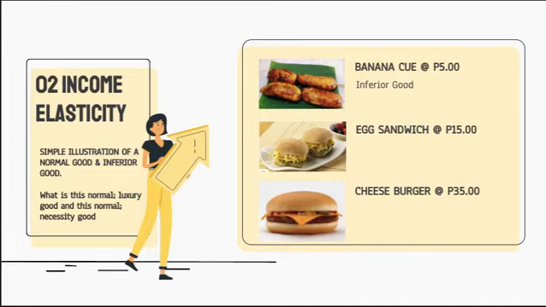Then the sandwich becomes the normal necessity good. Why? It is because you need to take your snack to ease your hunger. Then the cheeseburger will be the normal luxury good. It can also ease your hunger, but this option leads you to purchasing a much higher priced good.